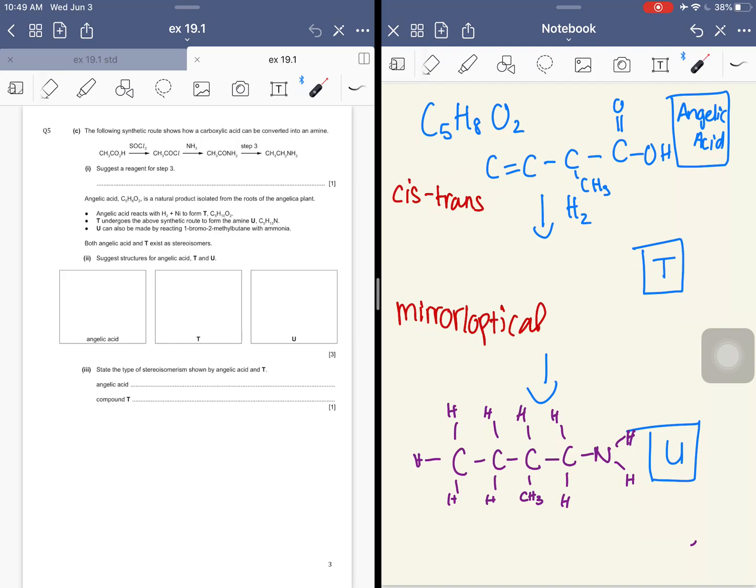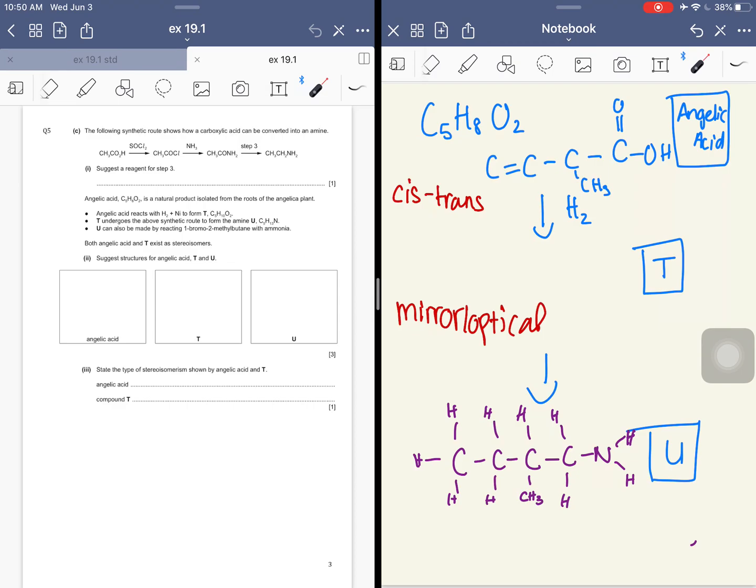Once you are happy that the angelic acid has a cis-trans molecule, then you hydrogenate the double bond to get T. Make sure that your structure T has a mirror or optical isomer. Now, what's the criteria of a mirror isomer? You need a chiral center, a carbon that is attached to 4 different groups or 4 different atoms. So I'll leave you to that.